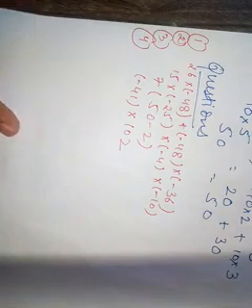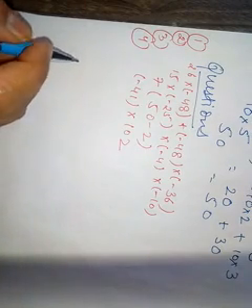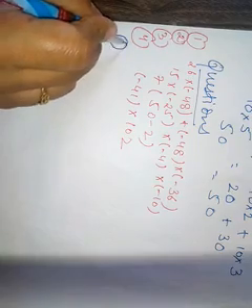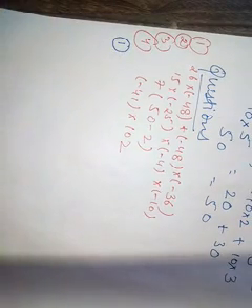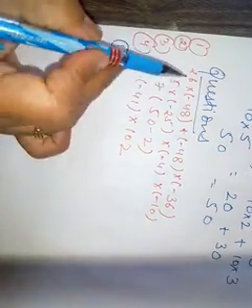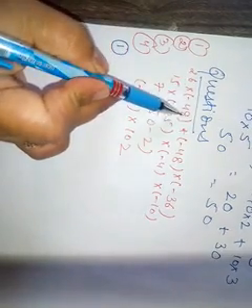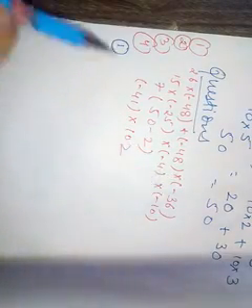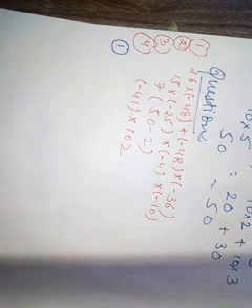The use of property is to ease the question. We can also solve directly, but we have to use properties in these questions. In the first question, firstly, we have to observe the question carefully. The question is 26 multiplied by minus 48 plus minus 48 multiplied by minus 36. By observing the question carefully, we have to think which property will be used in this question.